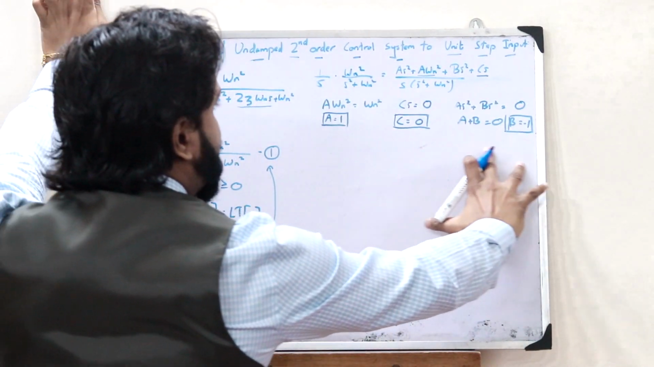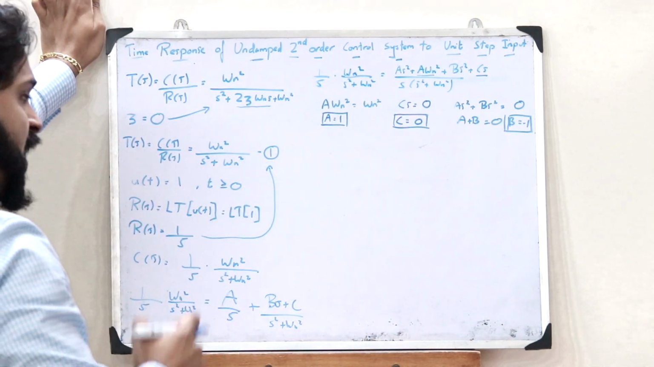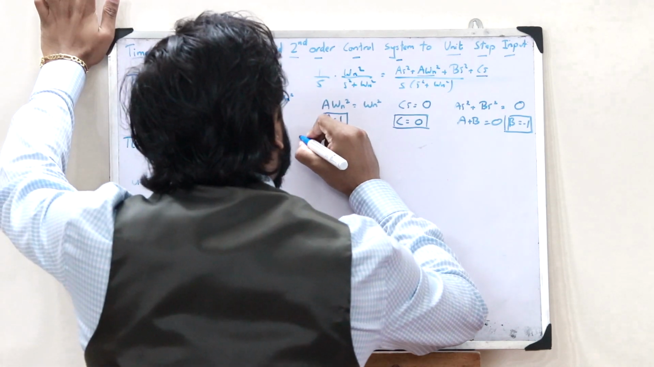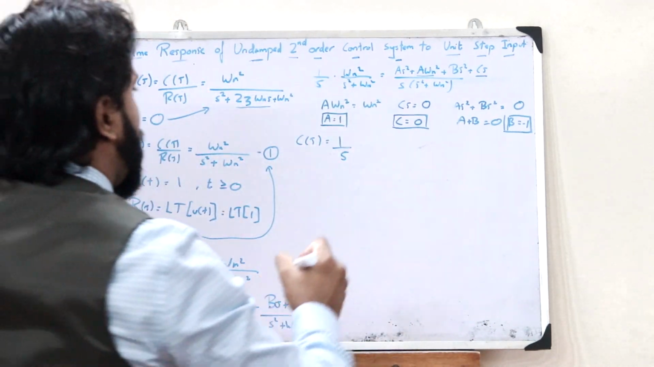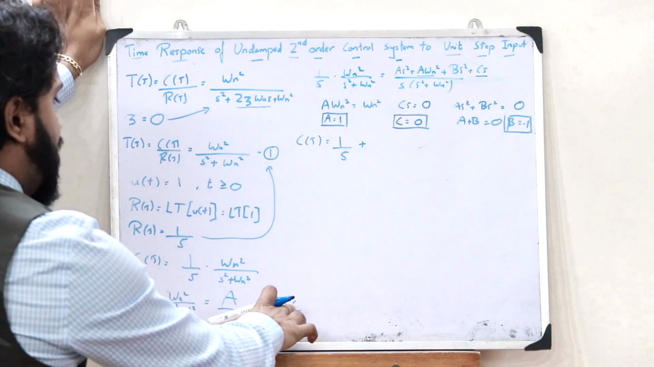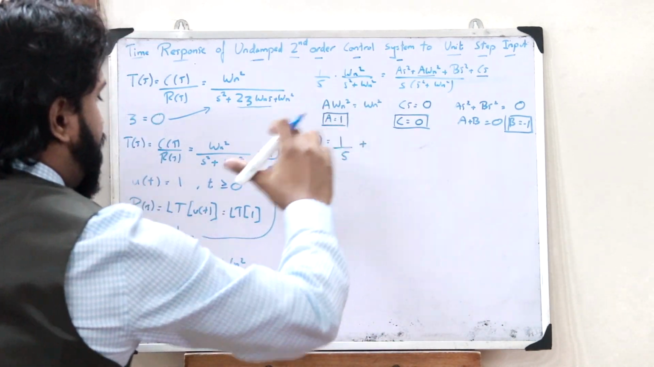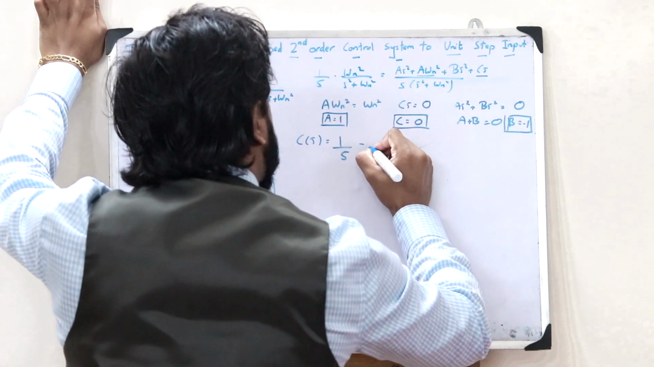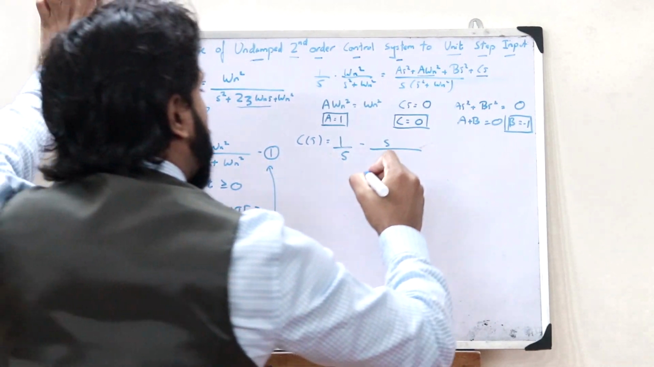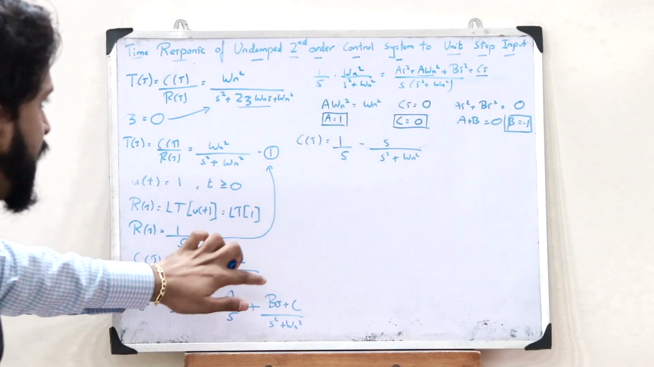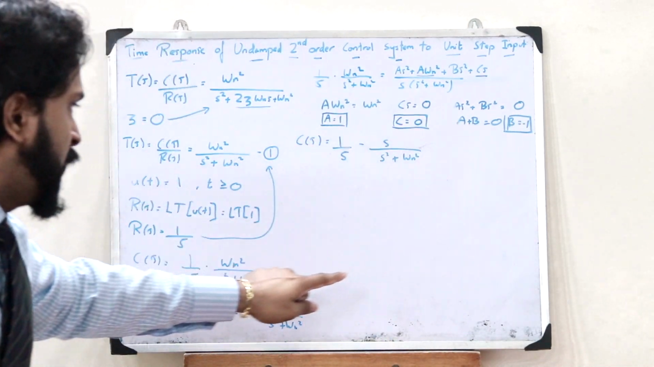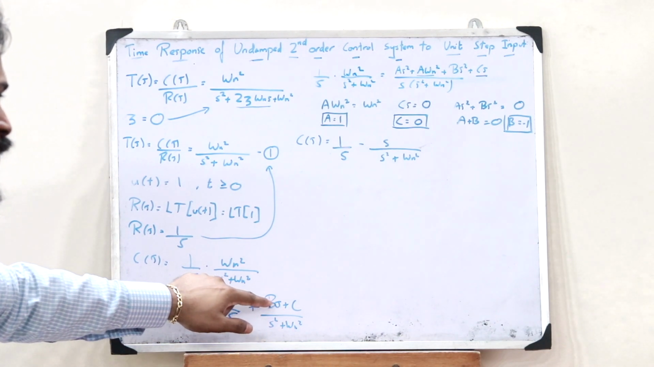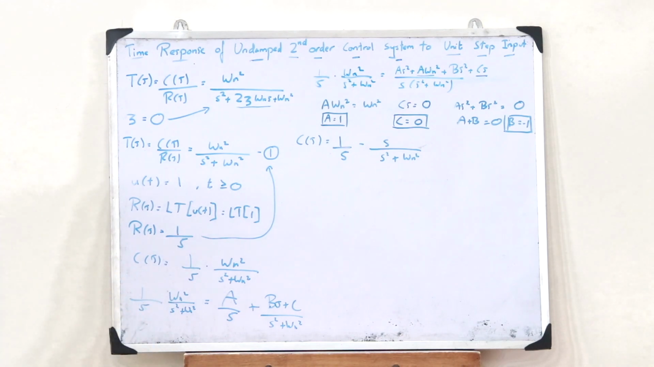So substituting these three values onto this particular equation, we would now get this particular partial fraction as C of s is equal to 1 divided by s plus Bs plus C. So here B is minus 1 and C is equal to 0. So therefore this becomes minus s divided by s square plus omega n square. Because here B is equal to minus 1, so substituting minus 1 over here, we would get minus s, and here C is 0, so this becomes minus s divided by s square plus omega n square.